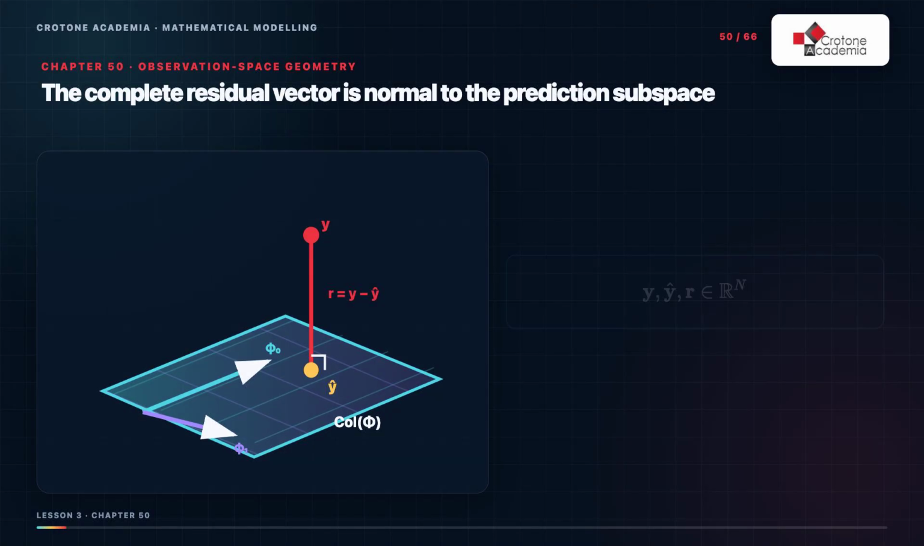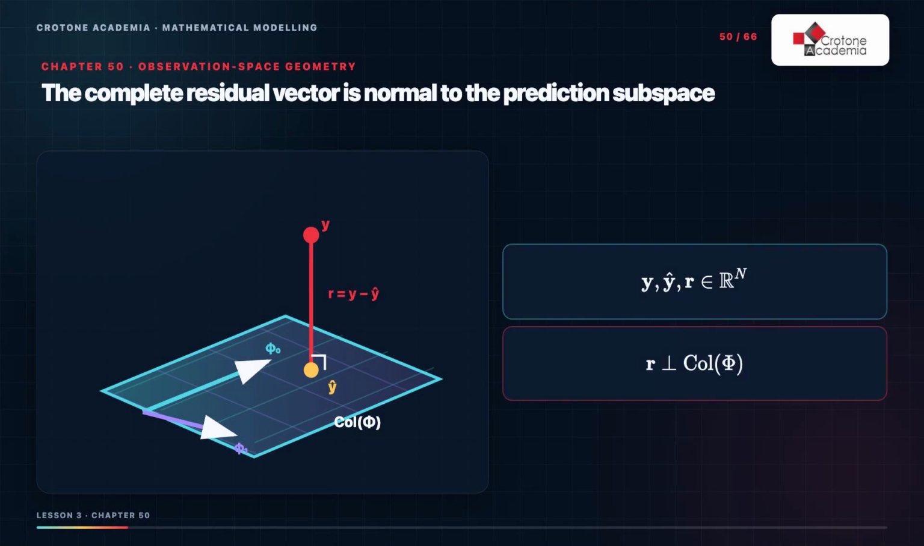In observation space, the whole collection of n observed outputs is one vector y. Every complete prediction vector lies in col phi. The fitted vector is the projection onto that subspace, and the complete residual vector is perpendicular to it. When n is 3, we can draw this directly. For a larger n, the same geometry remains valid, even though we cannot visualize every dimension.